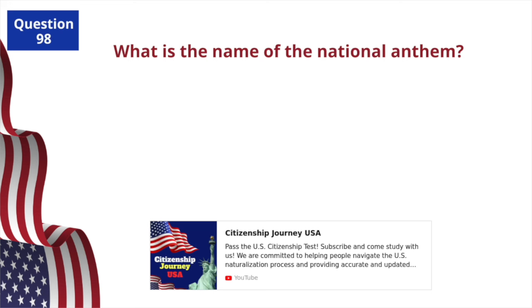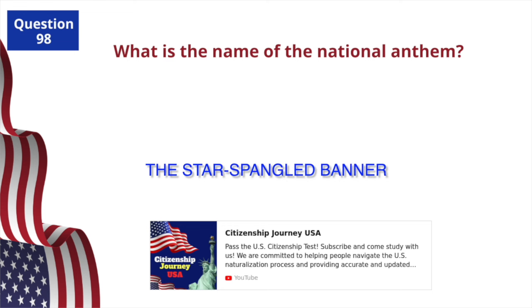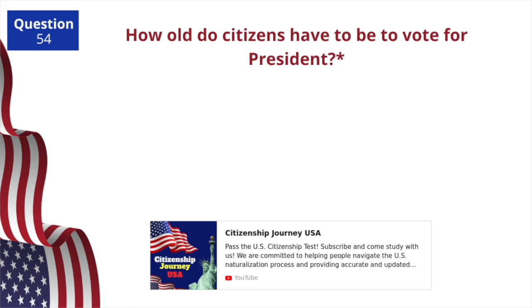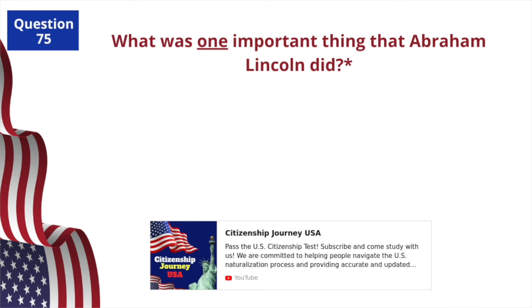What is the name of the national anthem? The Star-Spangled Banner. How old do citizens have to be to vote for president? 18 and older. What was one important thing that Abraham Lincoln did? Freed the slaves.